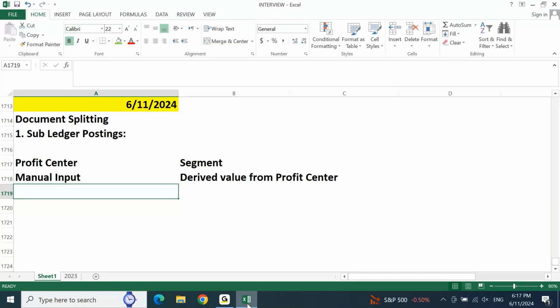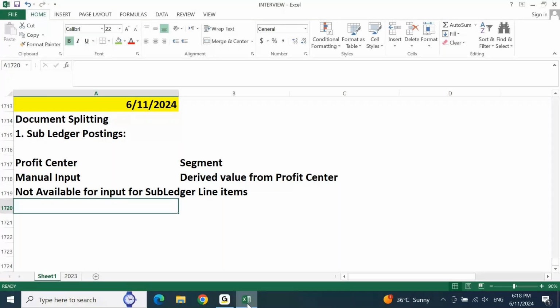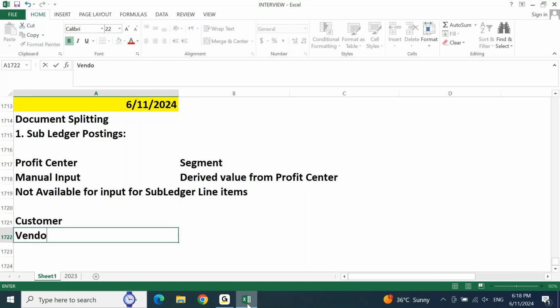Now, this profit center field is not available for input for subledger line items. Profit center field is not available for subledger line items, meaning whenever you put any debit or any credit to any subledger, and when we talk about subledgers, we are talking about three points here. One is your customer, two is your vendor, three is your asset.